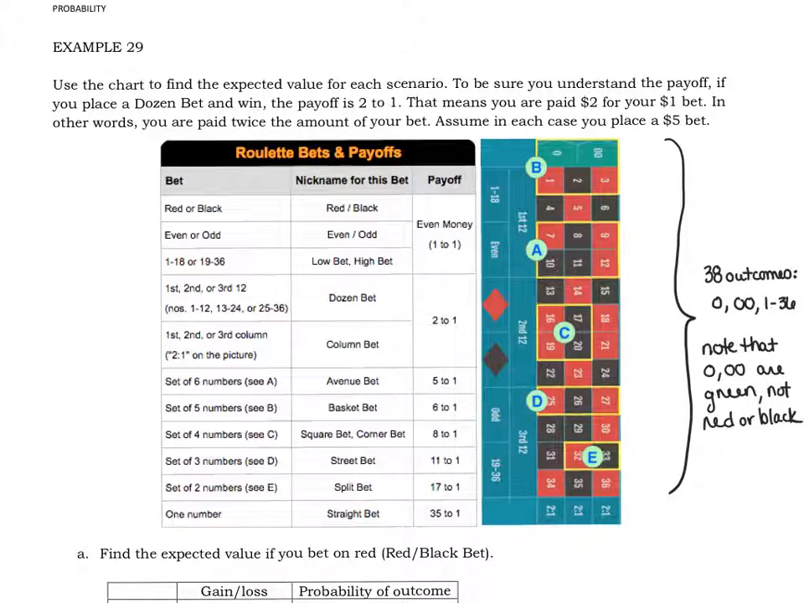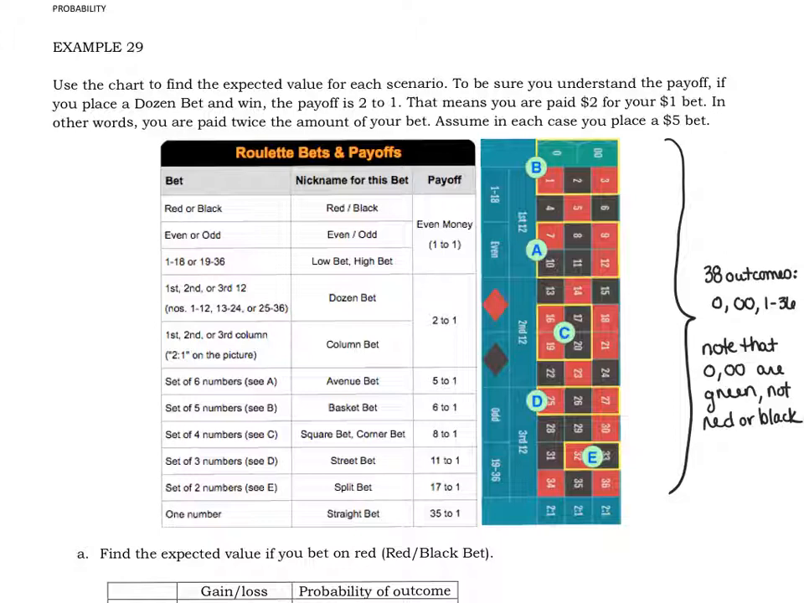In this next example, we are going to take a look at roulette betting. You don't have to know anything about roulette really at all in order to answer these questions. Just do notice that the outcomes are all listed here on the right. There are 38 of them: the number 0, double 0, and the numbers 1 through 36.